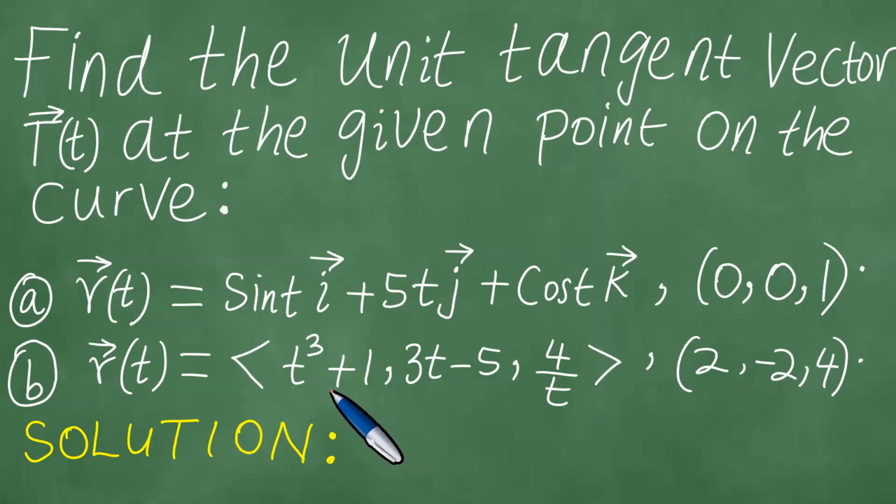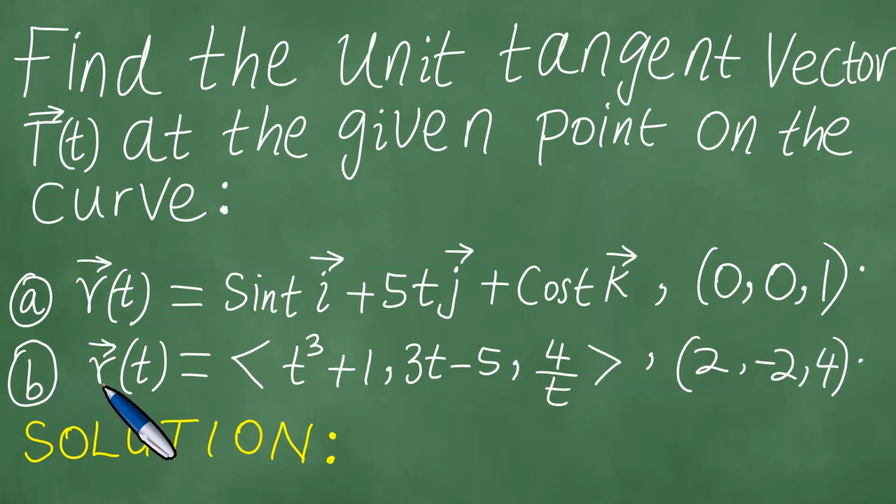Right, we have this question in front of us, and we need to find the unit tangent vector T at the given point on the curve r of t equals the sine of t times the unit vector i plus 5t times j plus cosine t times k, where i, j, and k are unit vectors, at the point (0, 0, 1).